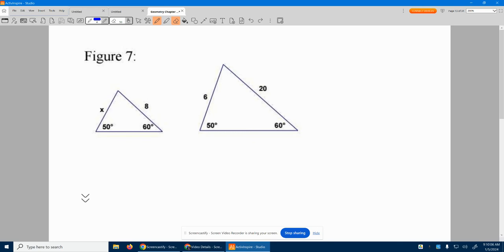All right, figure 7. I see the left triangle has 50, 60, meaning that corner is 70. 50, 60, 70. All the sides, all angles are equal.